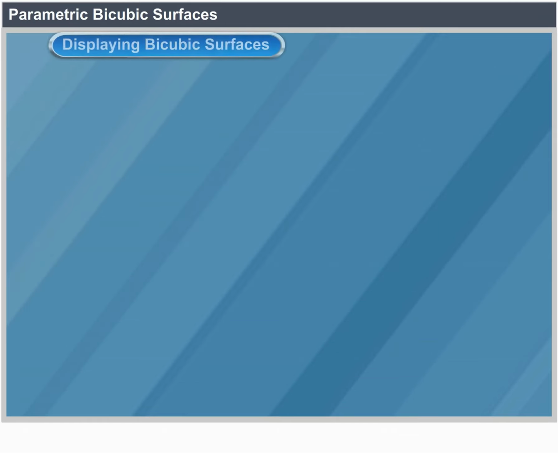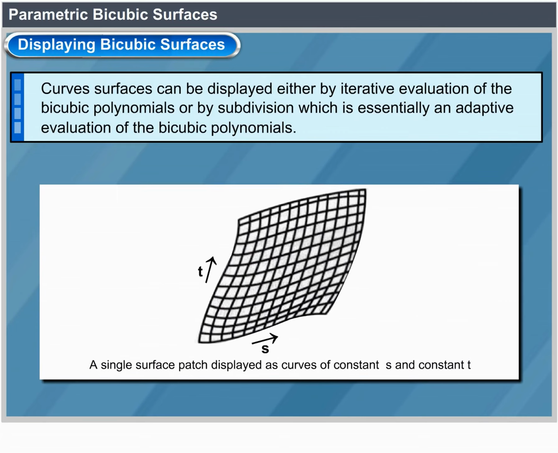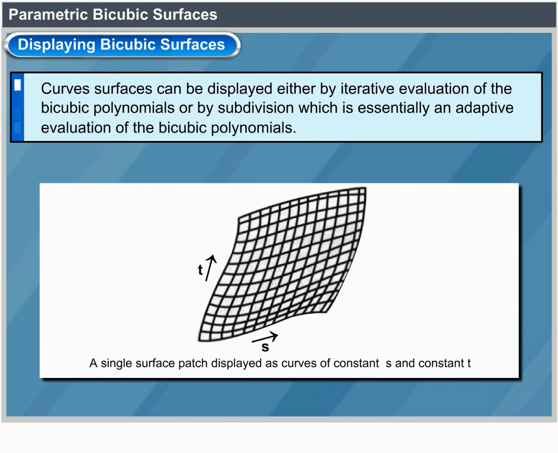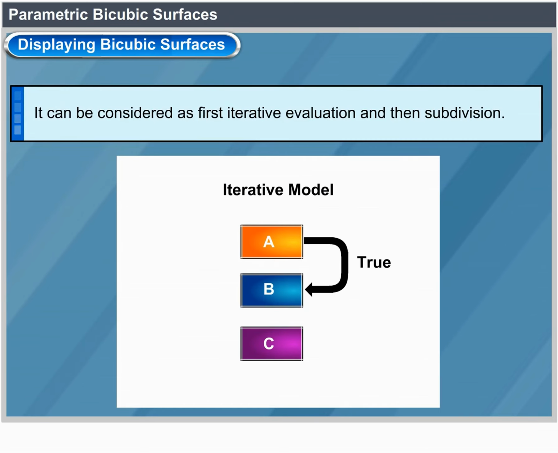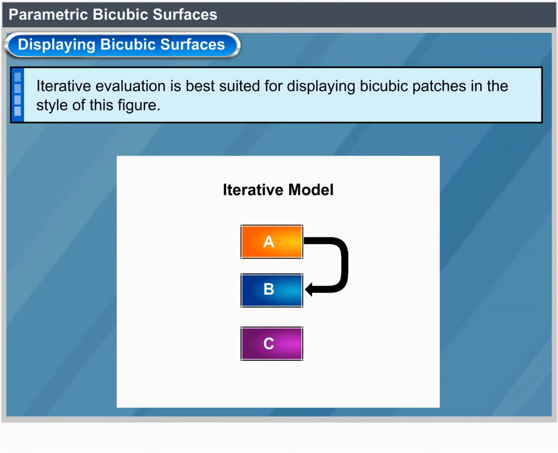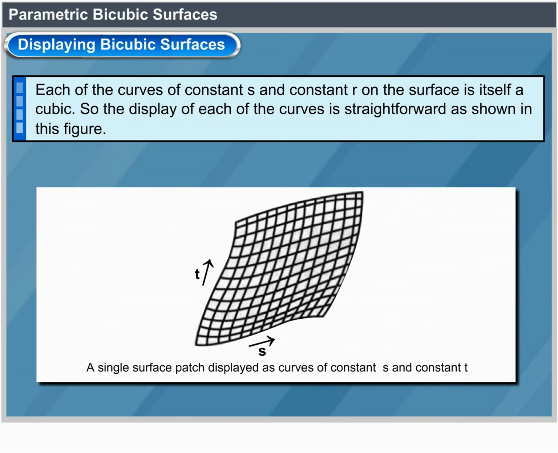Displaying bicubic surfaces. Like curves, surfaces can be displayed either by iterative evaluation of the bicubic polynomials or by subdivision, which is essentially an adaptive evaluation of the bicubic polynomials. We consider first iterative evaluation and then subdivision. Iterative evaluation is best suited for displaying bicubic patches in the style of the figure shown. Each of the curves of constant S and constant R on the surface is itself a cubic, so display of each of the curves is straightforward as in this figure.